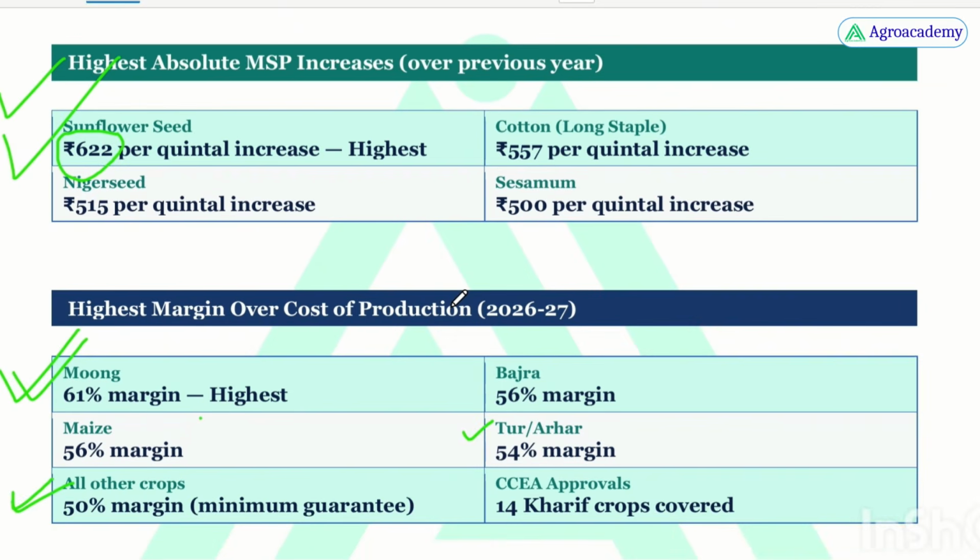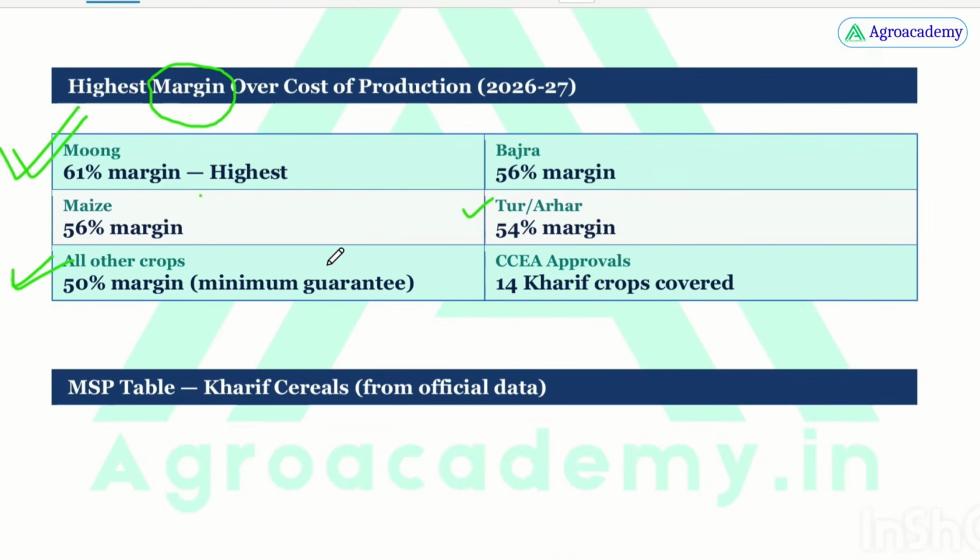So here comes the confusion. In a question, it may ask in which crop the highest absolute MSP increase has been seen. If the question comes like this, then you have to mark the answer as sunflower seed. But if they ask about the margin, in which crop the highest margin increase has been seen, then you have to mark it as moong or green gram. So you need to be very thorough with this kind of concept, because confusion arises in these situations. You have to do rigorous studies.